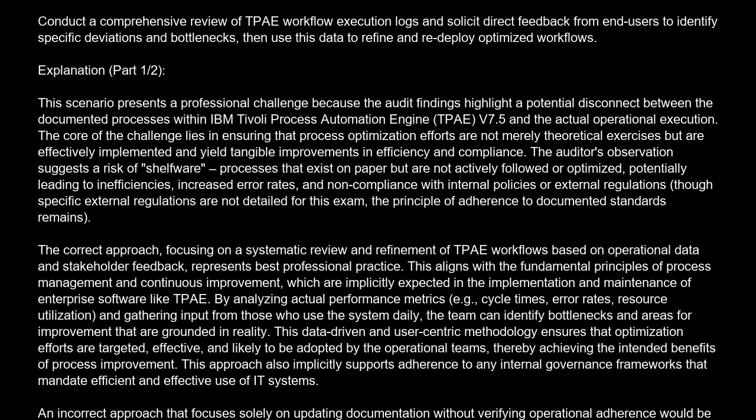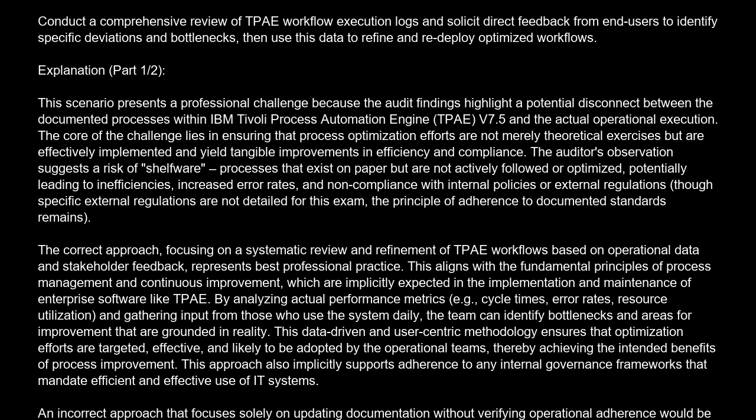The correct answer is A. Conduct a comprehensive review of TPAE workflow execution logs and solicit direct feedback from end users to identify specific deviations and bottlenecks. Then use this data to refine and redeploy optimized workflows.